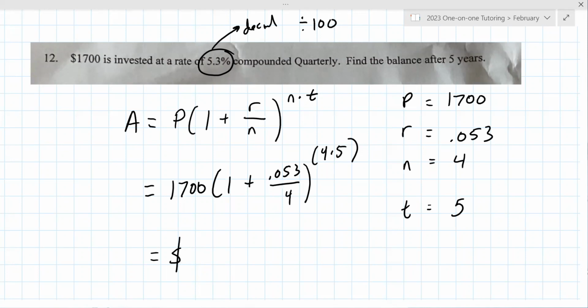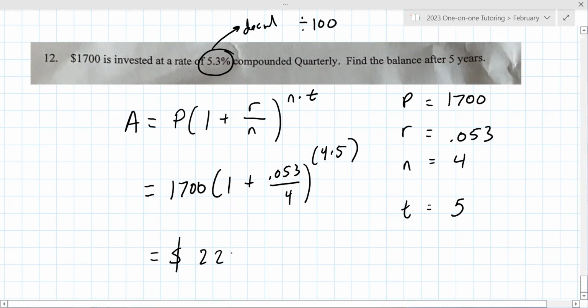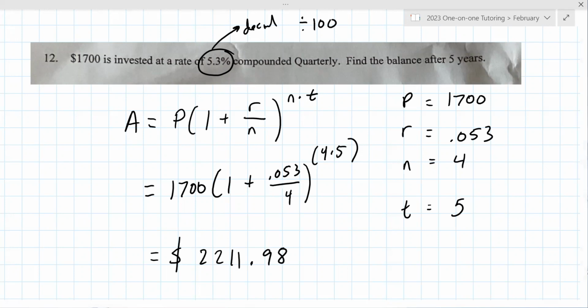I got 2,211.97. Yeah, and the cents matter. At some point it becomes important.